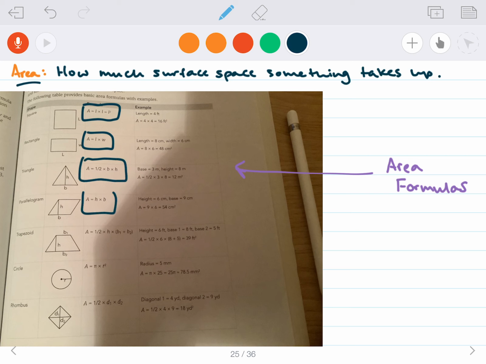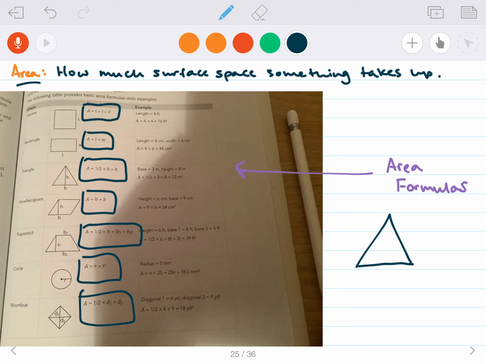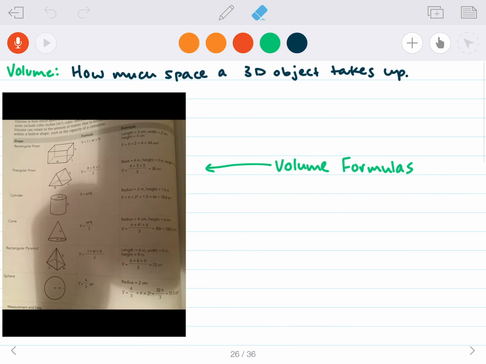So yeah, just make sure you are memorizing all of these area formulas before you take the test. And area is just how much surface space something takes up, okay? So if you're trying to find the area of a triangle, you're just asking yourself, how many little squares can I fit inside the triangle, in the two-dimensional triangle that lies flat on the page? So that's what area is.